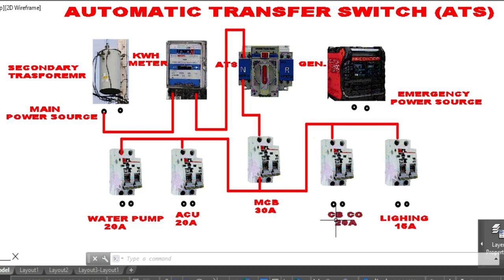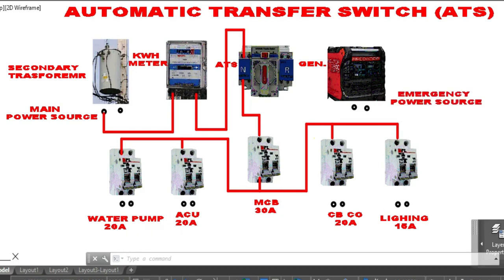And then we have here the circuit breaker for the COO, convenience outlet, for which we need to use 20 ampere. For the lighting, it is 15 ampere. For the air conditioning unit, 20 ampere. And for the water pump, if we have a water pump, we should use a 20 ampere circuit breaker.